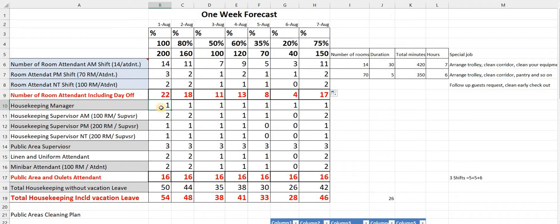Housekeeping manager, whether you have 100% or 70% or 20%, you need 1 manager to handle the department. Of course, if it remain 20%, you don't need executive housekeeper. You need only one housekeeping supervisor to handle the whole scenario.